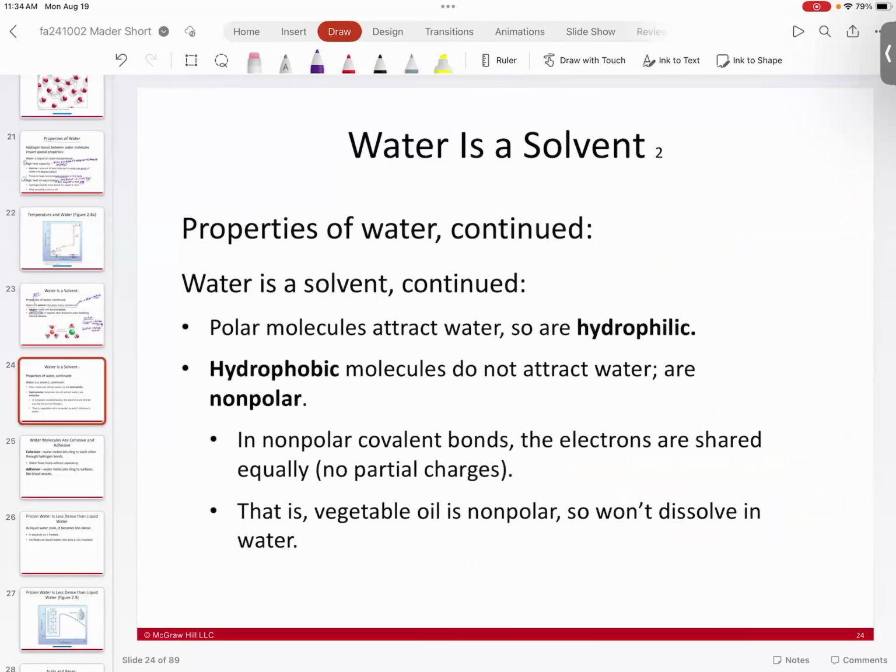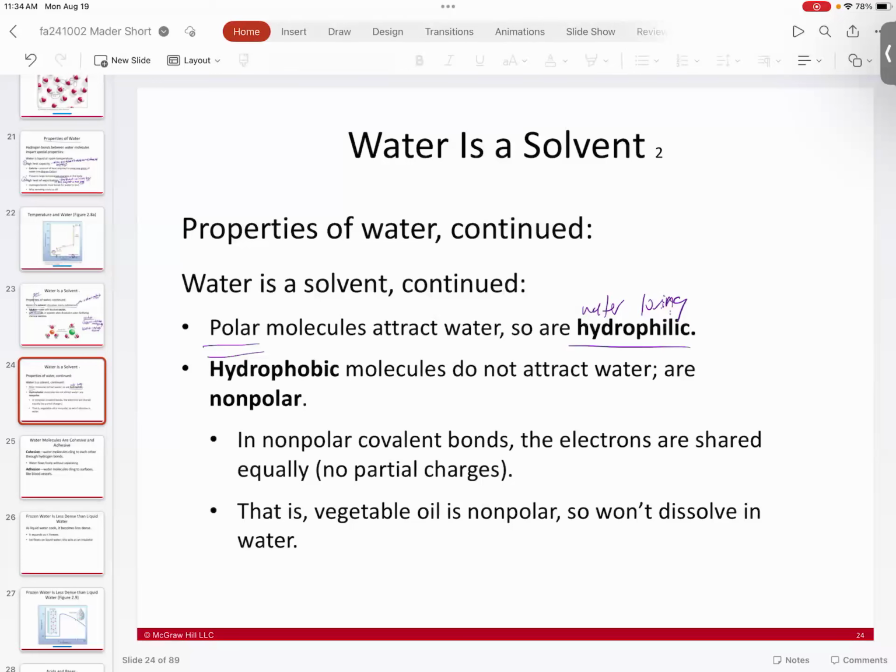So when you take a look then at the solvent properties of water, it's only going to be going after other polar molecules. That is to say, polar molecules are molecules that are very similar to water. They attract water. They're what's referred to as hydrophilic. So hydro basically means water, philic loving. So these are all basically polar molecules and charged molecules, just like water. If you're not like water, then you're what's referred to as hydrophobic, water fearing.